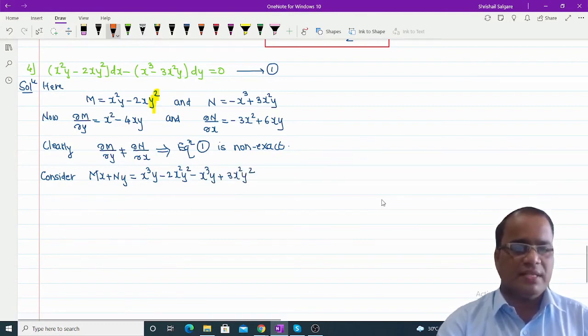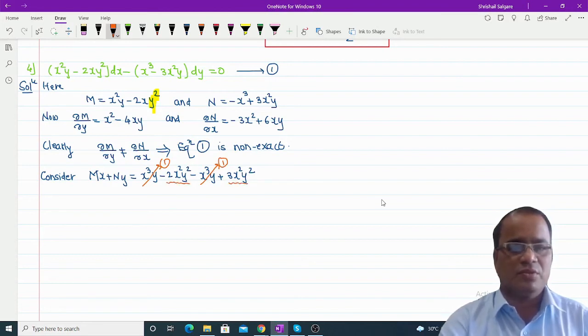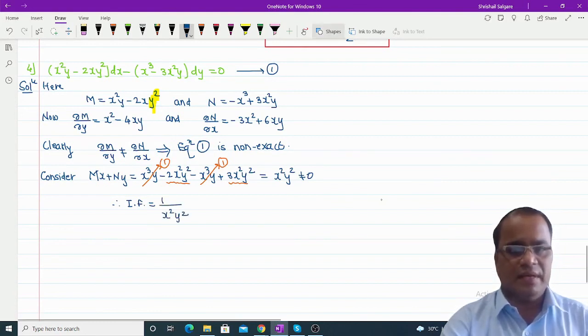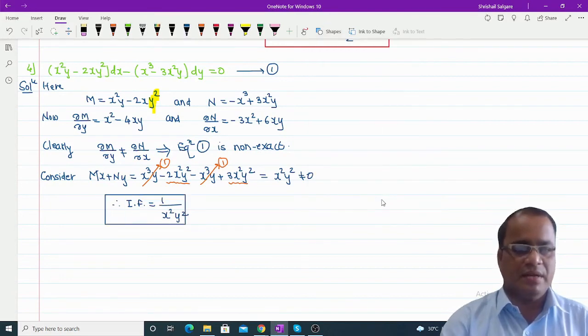You can notice that x cube y and minus x cube y get cancelled, and if you consider these two terms together, the remaining is x square y square, which is not equal to 0. Therefore, the integrating factor is given by 1 upon x square y square.